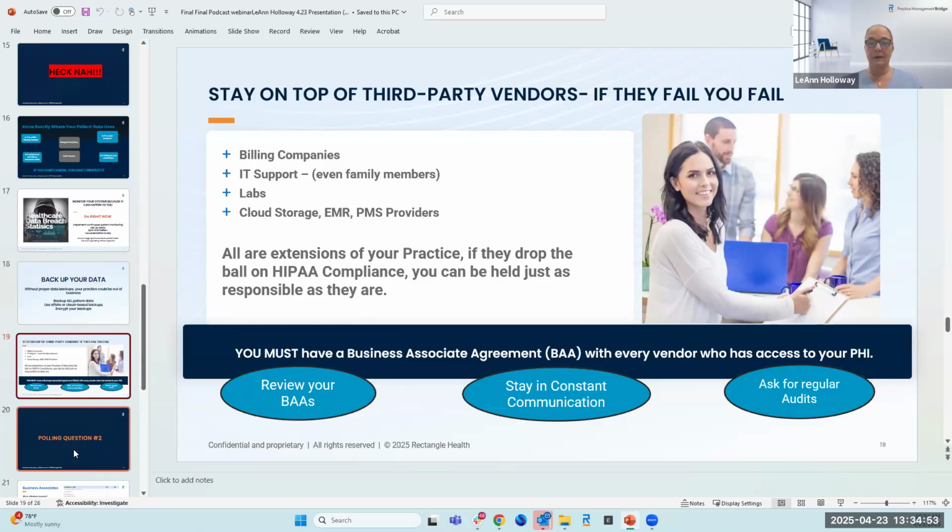Stay in constant communication. That is huge. You're paying your vendors, you might as well make sure you get all this information. A lot of practices forget to stay on top of their vendors' compliance.